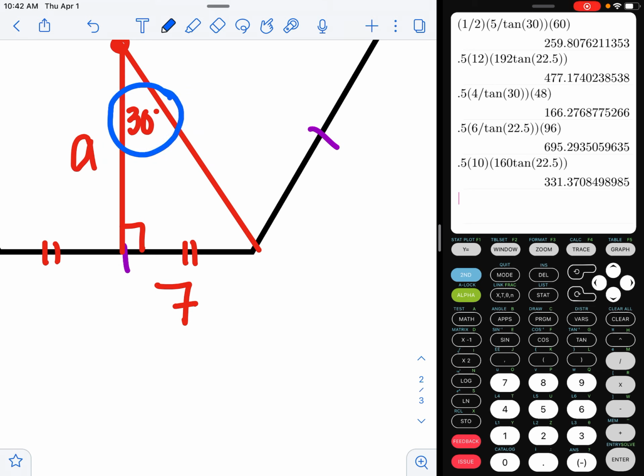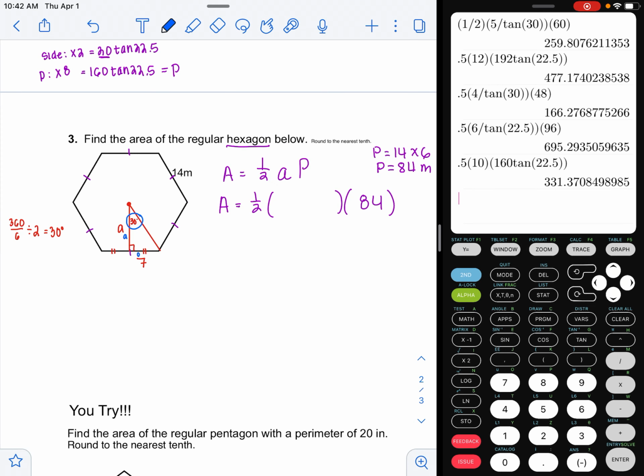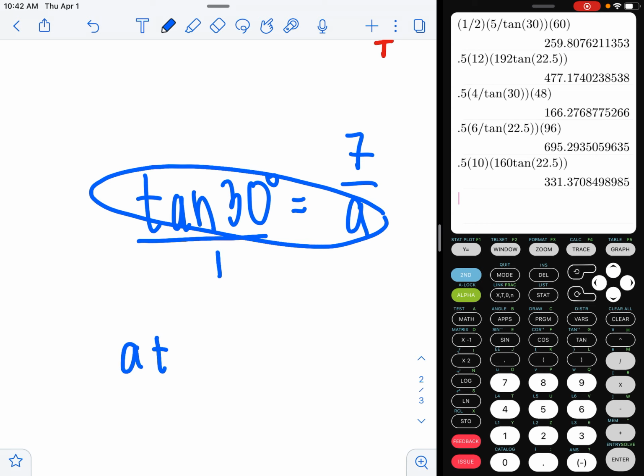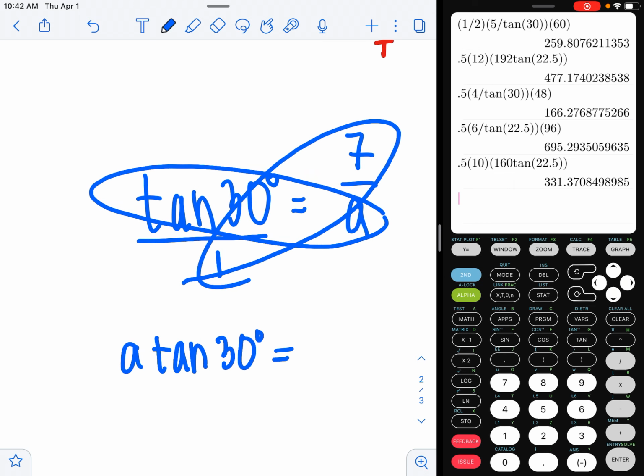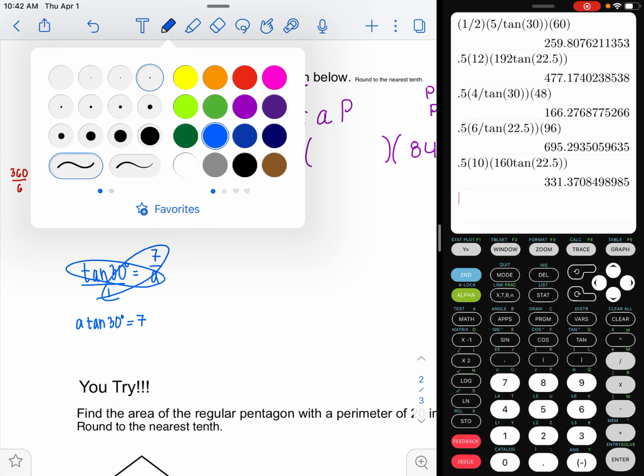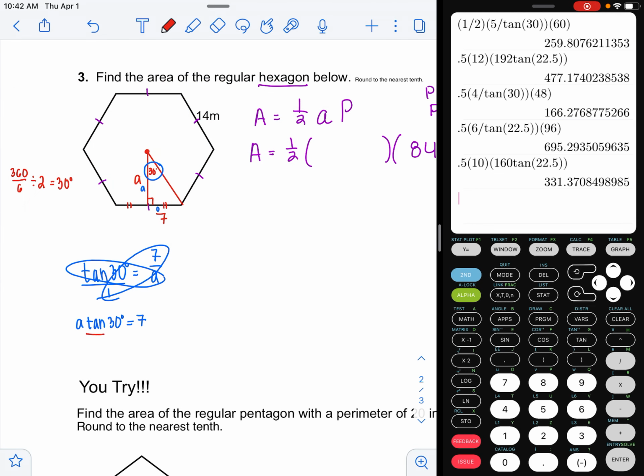So I'm going to use SOHCAHTOA. There's my angle. This is opposite. This is adjacent. So I'm using tangent. Tangent of 30 degrees is equal to opposite, which is 7, over adjacent, which is A. I'm going to cross multiply to solve for A. I have A times the tangent of 30 is equal to 1 times 7, which is 7.